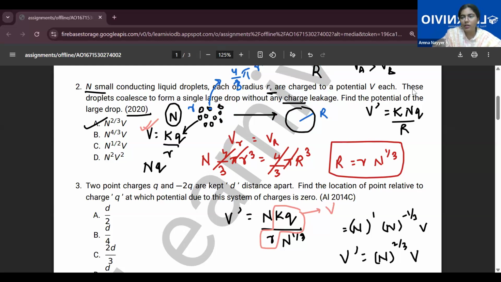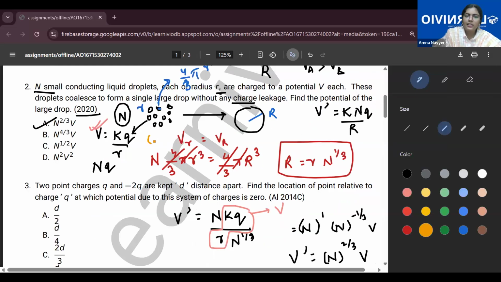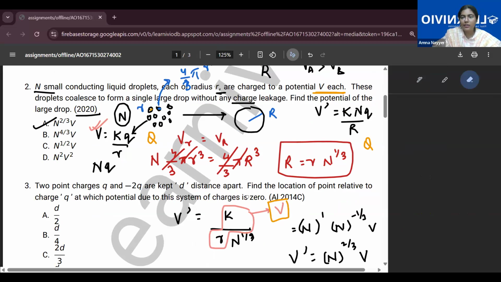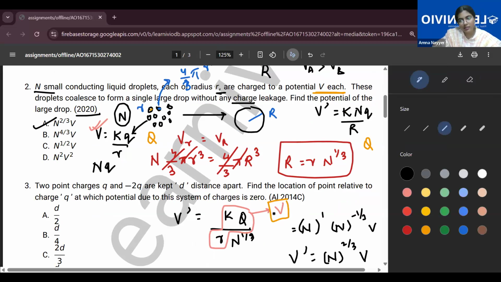What you're trying to say, I've got it. See, let's take this is the total charge. Here the charge is capital Q, so here also the charge will remain capital Q. Then the potential that you take, this V is actually the potential of one single drop. It says they are charged to V each. So if this N is not there because we have taken the total charge, same value will be there. Yes, same N into V will be there then.